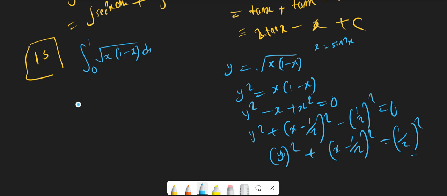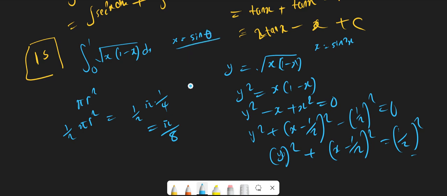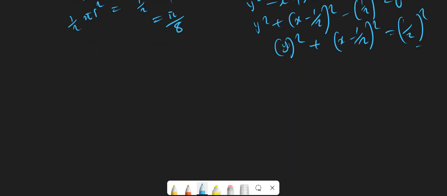So you're talking about the area of half a circle with the radius equal to half. The area is pi r squared, and half of it is going to be half of pi times 1/4. So we're going to get pi over 8 as our answer. Now, if you try to do this with the substitution of x equals sine of theta, you will definitely get pi over 8 as your answer. So try that one out yourself. Now, let's see number 16.